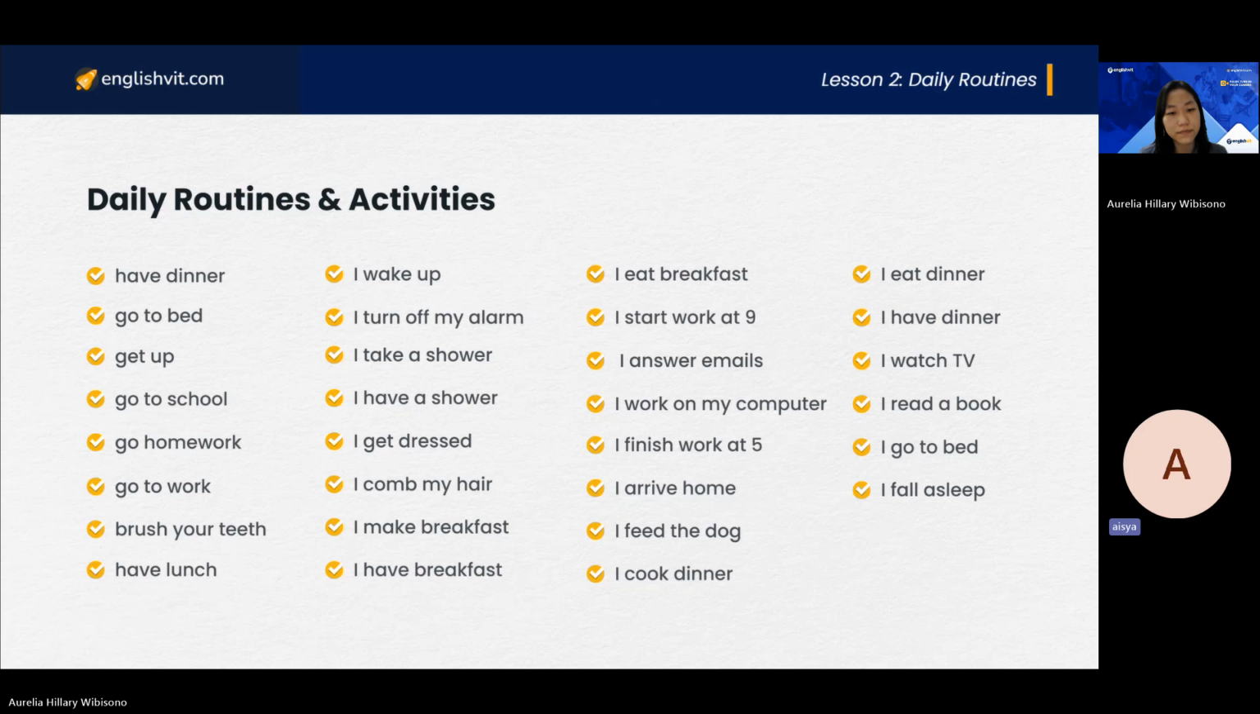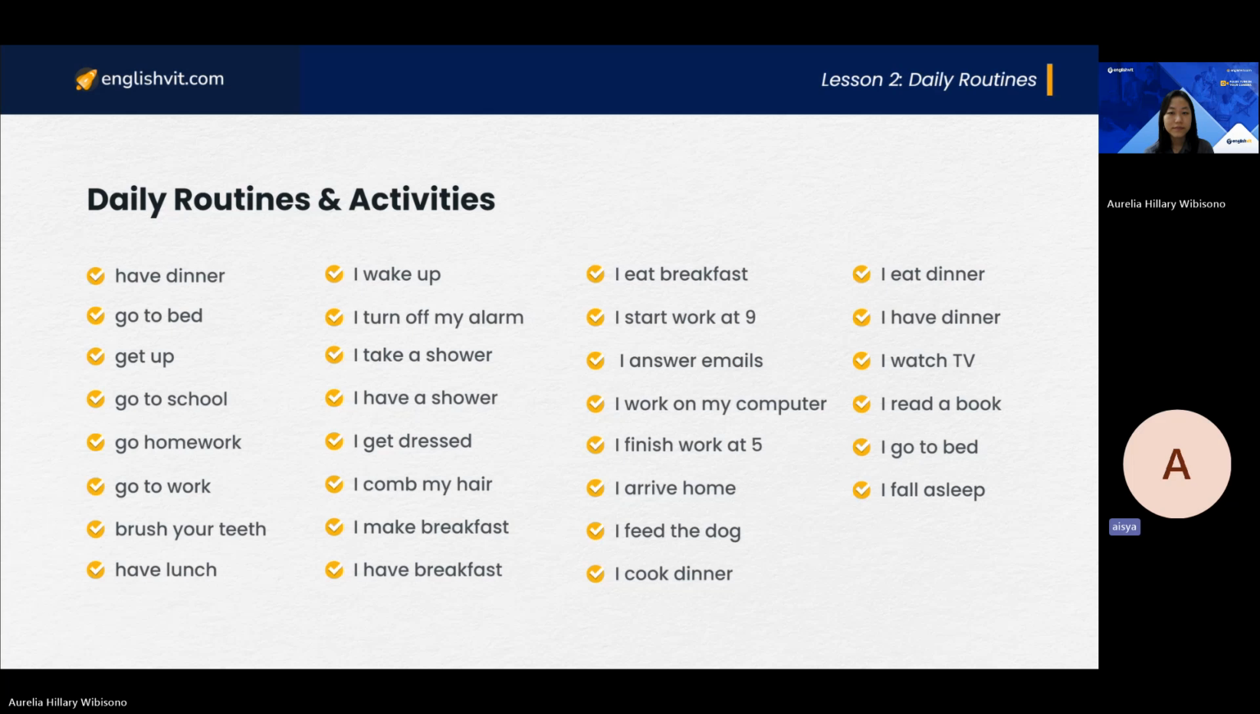I take a shower, aku mandi. What's the difference between I have a shower and I take a shower? That's the same thing. I have a shower, aku mandi. I get dressed, aku memakai baju. I comb my hair, aku menyisir rambutku. I make breakfast, aku membuat sarapan. I have breakfast, aku makan sarapan. I eat breakfast, aku makan sarapan juga.